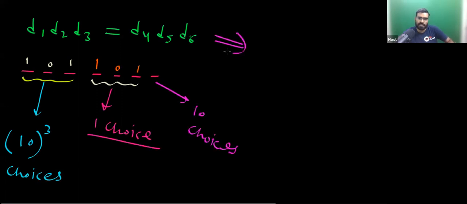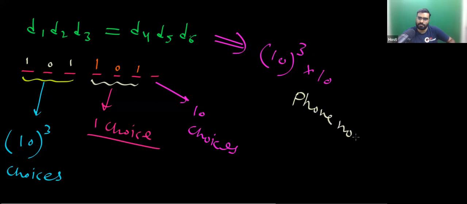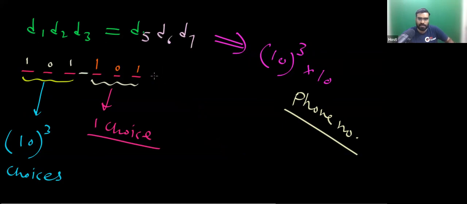So here I can say this type of phone number will be 10 to the power 3 multiplied by 10. So these many phone numbers with 4 numbers. Okay. Similarly, can you see? Similarly, I can say D5, D6, D7. D5, D6, D7 means here again, what will happen?